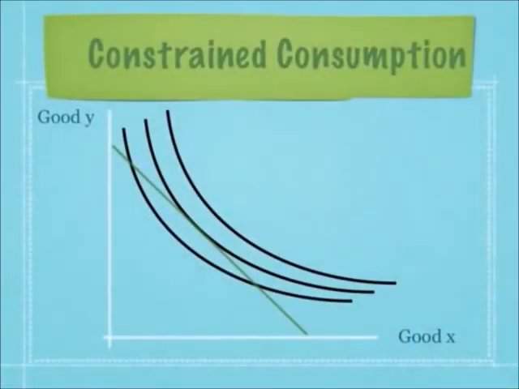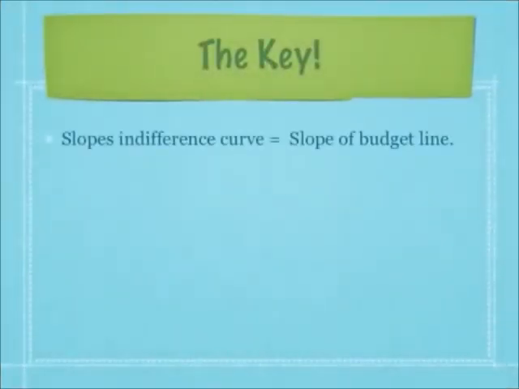So in the end, we have constrained consumption, and we're going to draw a lot of indifference curves. That's called an indifference map, and we're going to have a budget line, and we're going to look at what happens when we combine these two together in our next class. But the key is going to be the slope of the indifference curve is going to equal the slope of the budget line. That's where you're going to maximize utility.